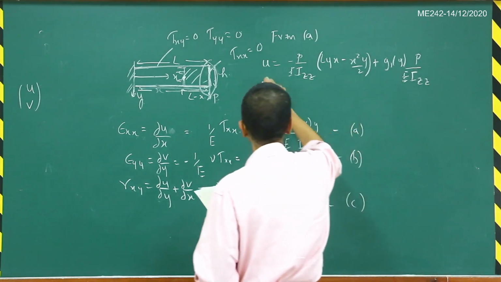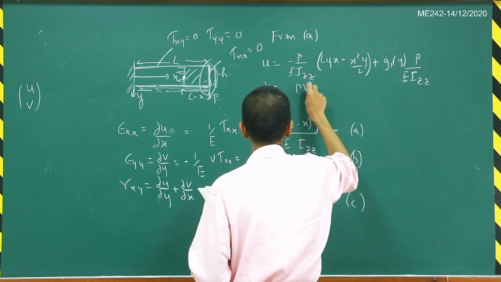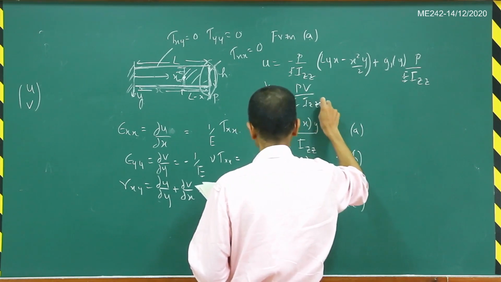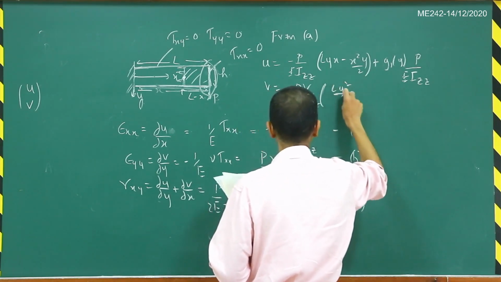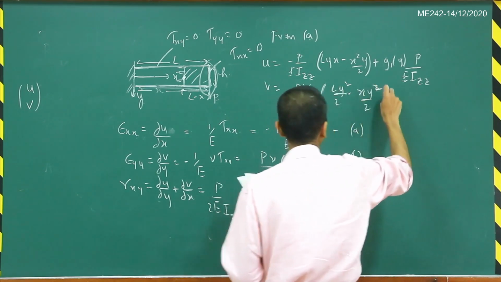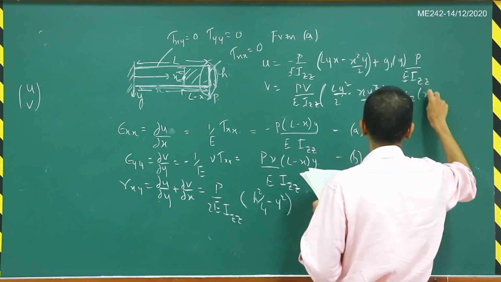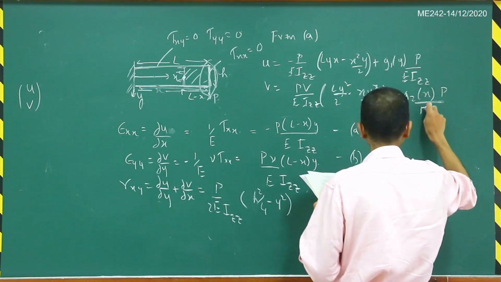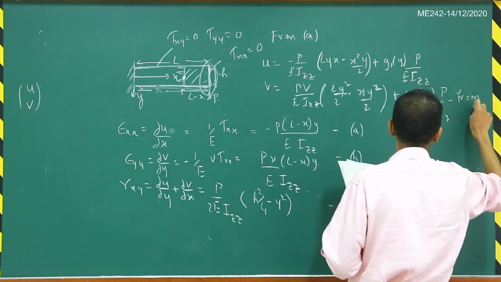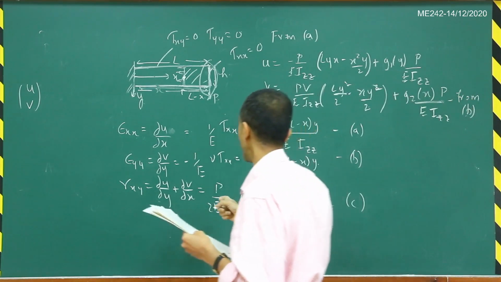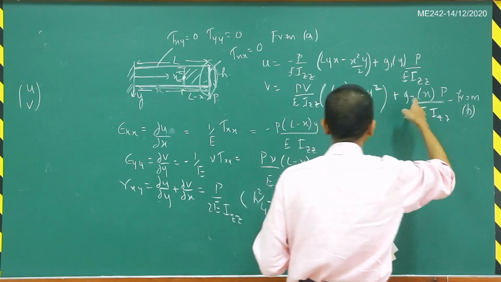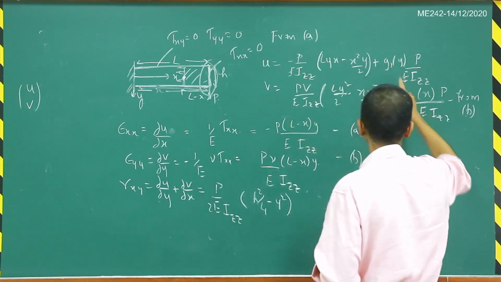So then v will be equal to P times v divided by E times I z times L y square divided by 2 minus x y square divided by 2 plus g2 of x times P divided by E I z. So this is from B. Same thing: I have integrated this particular equation, but now I have to add a function of x. Now I need to determine this function of y and this function of x.